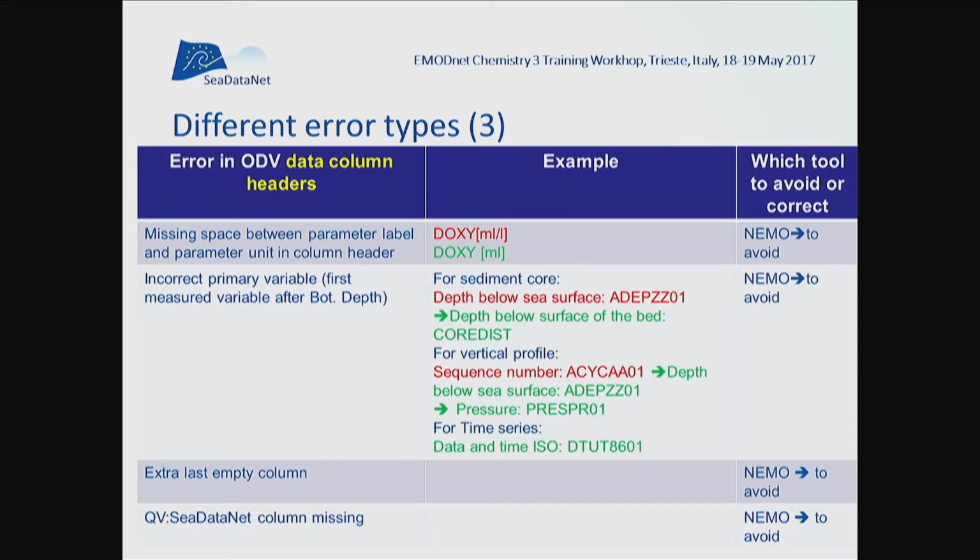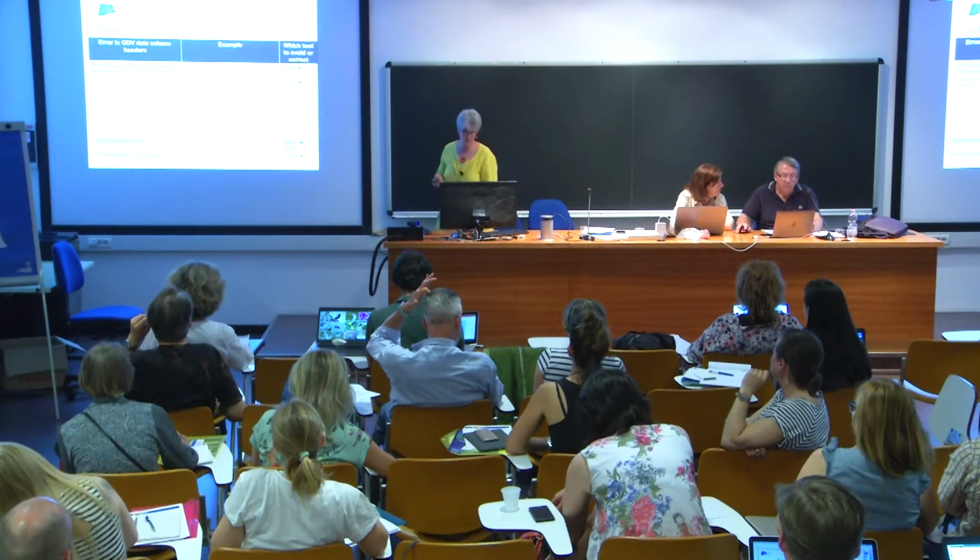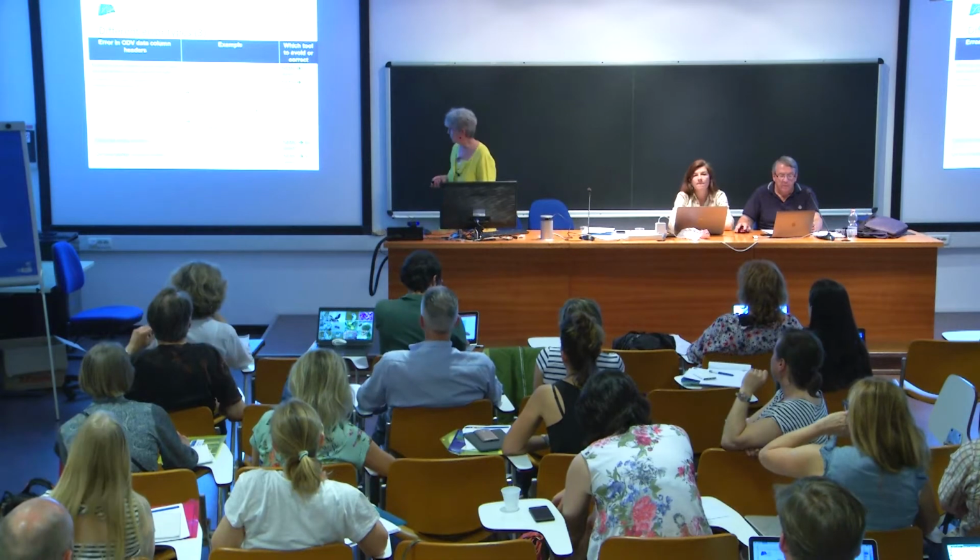Also, for vertical profile, the reference parameter must be depth or pressure, and cannot be like this one, which is a sequence number, which has been found in some files. So you have to be very careful about the first parameter in your ODV file. And also, with Nemo, you don't have this kind of problem.